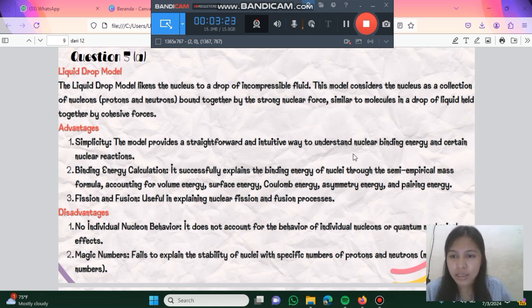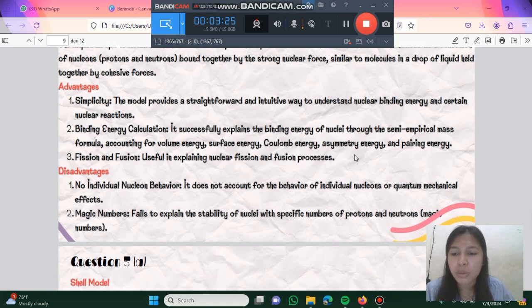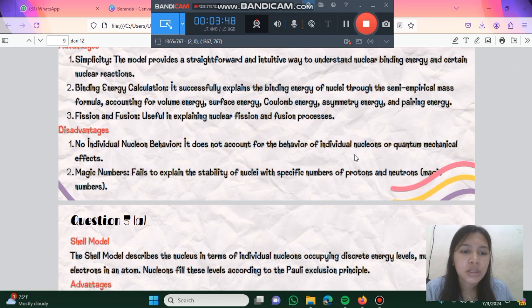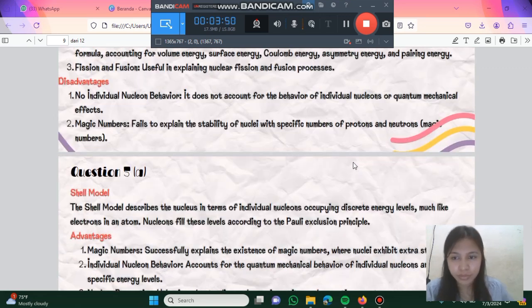And the last is disadvantages. Number 1 is no individual nucleon behavior, it does not account for the behavior of individual nucleons or quantum mechanical effects. And number 2 is magic numbers, it fails to explain the stability of nuclei with specific numbers of protons and neutrons, the magic numbers.